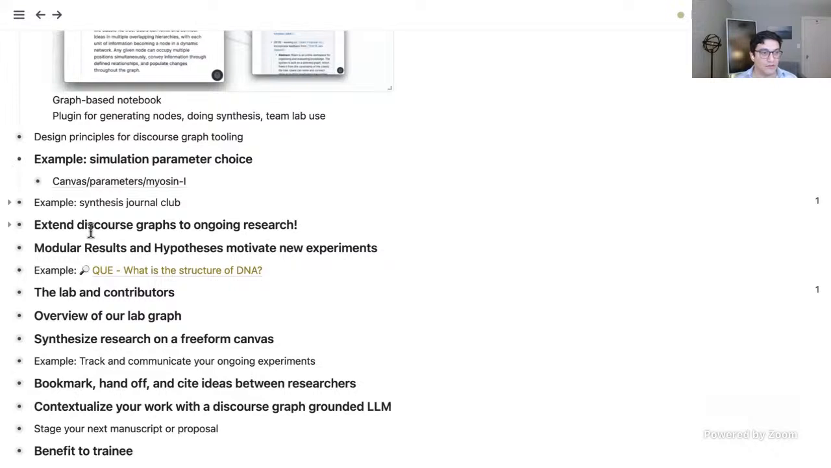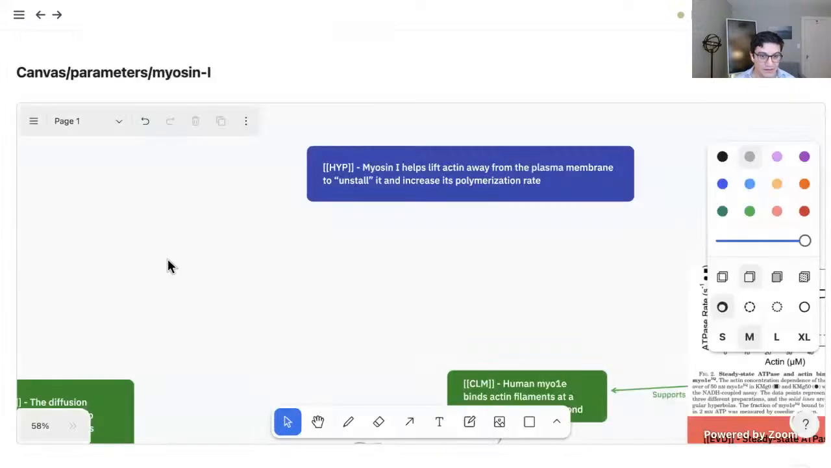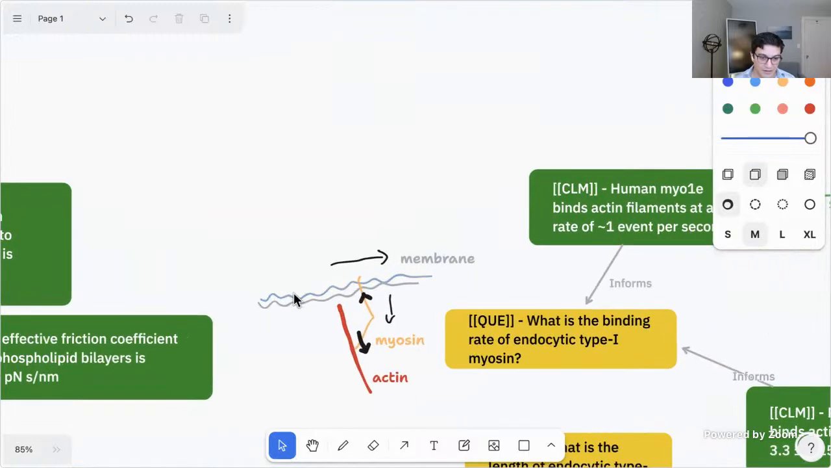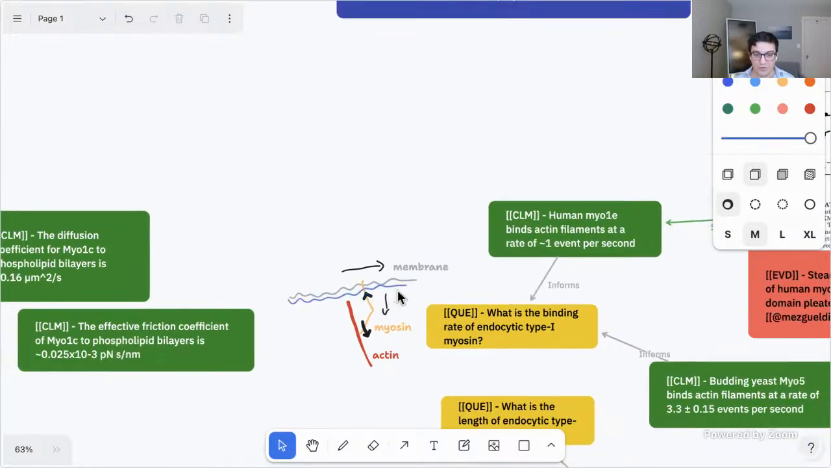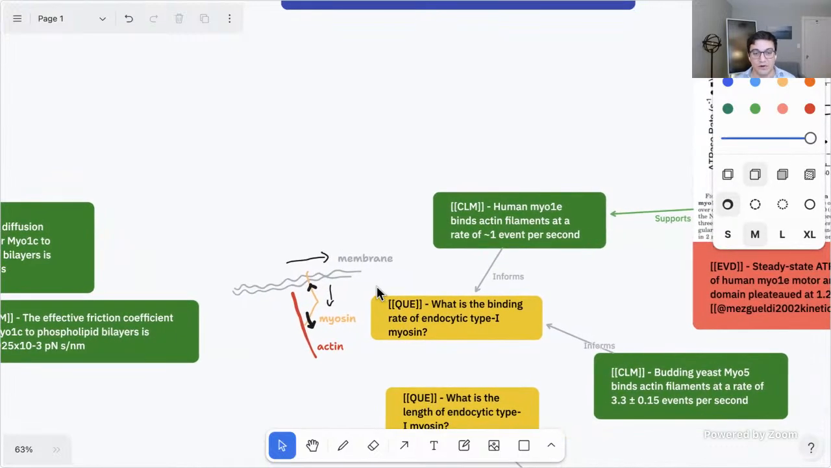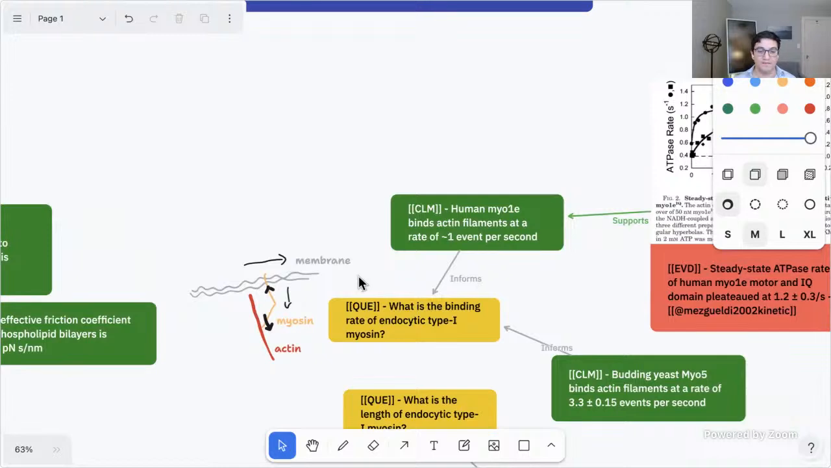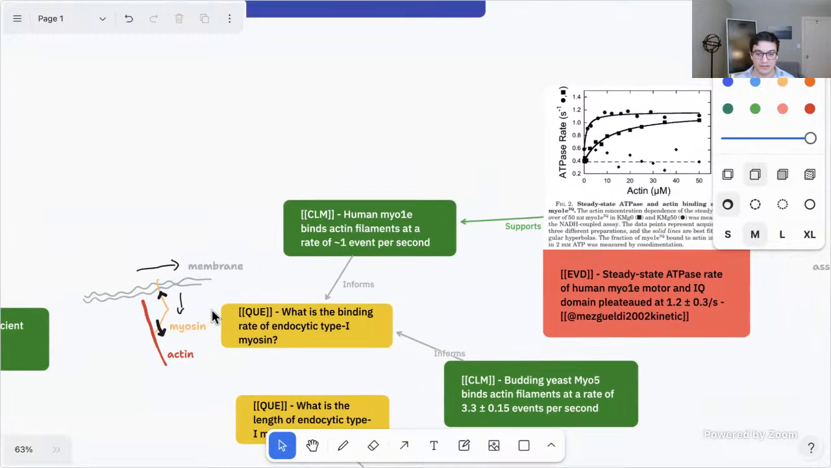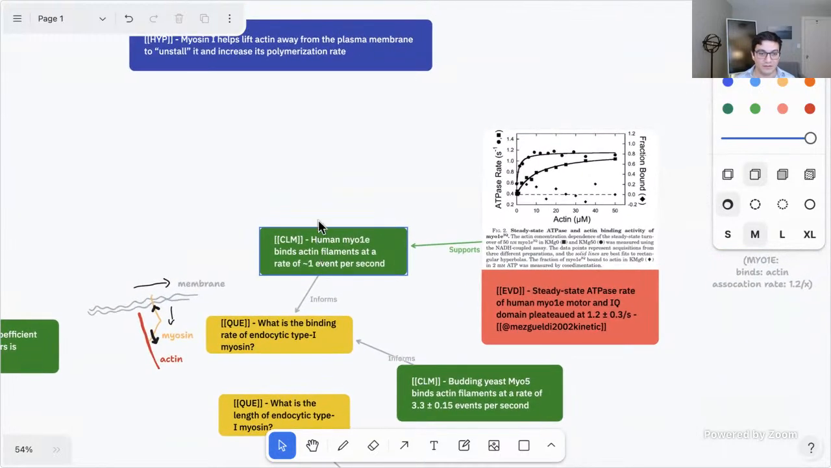Okay, so for example, let's look at a canvas meant to illustrate these different elements of the discourse graph. So here I have a schematic of the thing that we're trying to model, which is a piece of the cell's membrane and some proteins that can apply force on the membrane and deform it. And to build these models in a quantitative manner, we need to know what the best available measurements are for, let's say, the rates at which this orange protein can associate with this red protein, etc. So we might have this open question: what is the binding rate of this protein to the other protein? And there are a couple of claims about what the consensus value is, the rate constant of association.